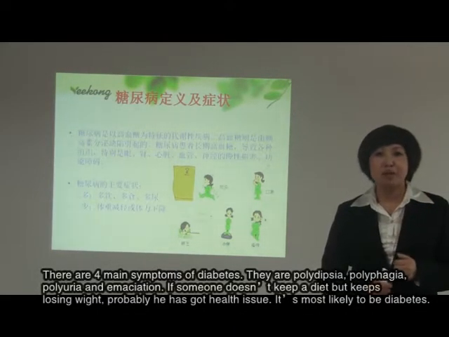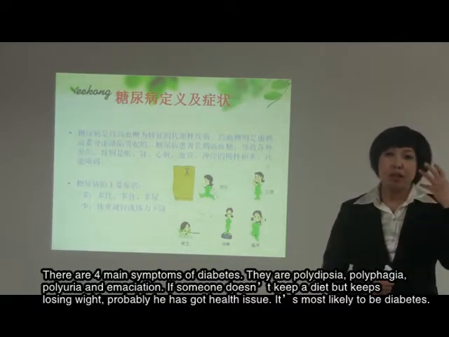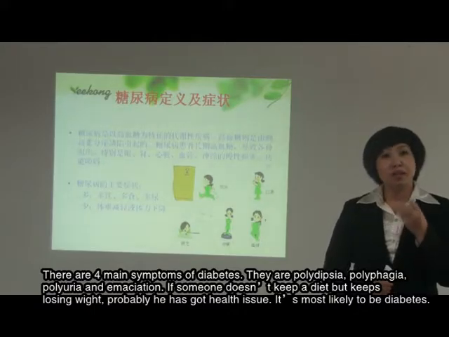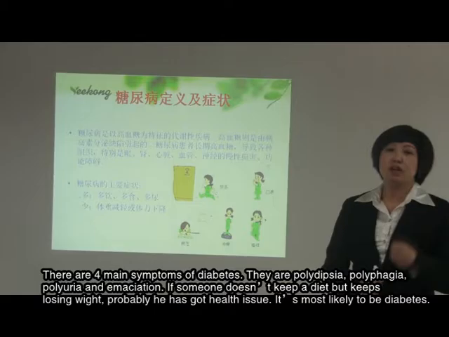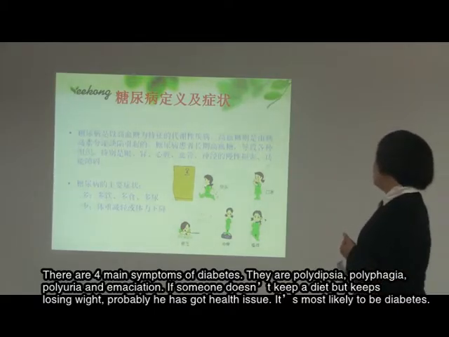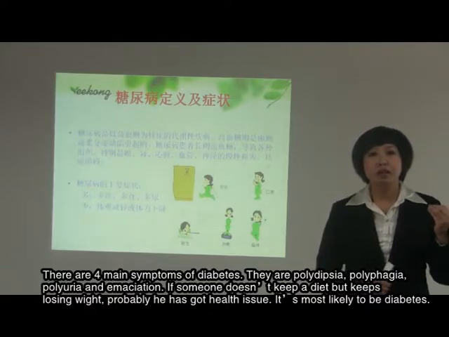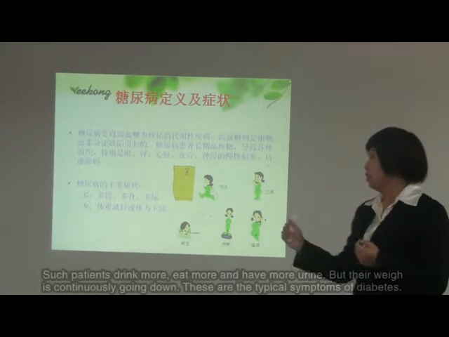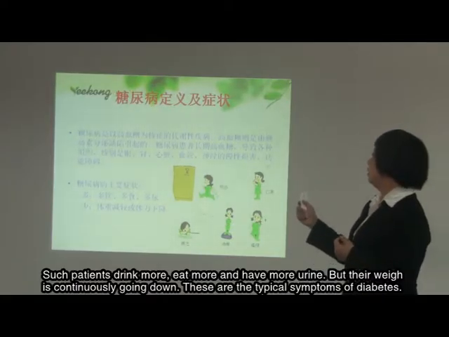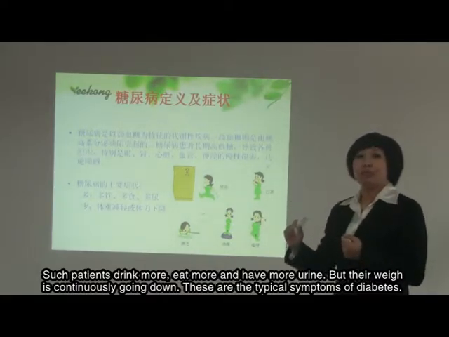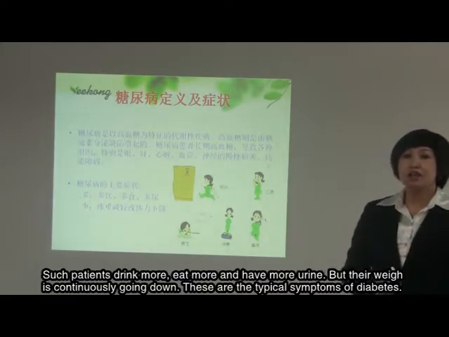There are 4 symptoms of diabetes. They are polydipsia, polyphagia, polyuria, and emaciation. If someone doesn't keep a diet but keeps losing weight, probably he has got a health issue. It's most likely to be diabetes. Such patients drink more, eat more, and have more urine. But their weight is continuously going down. These are typical symptoms of diabetes.